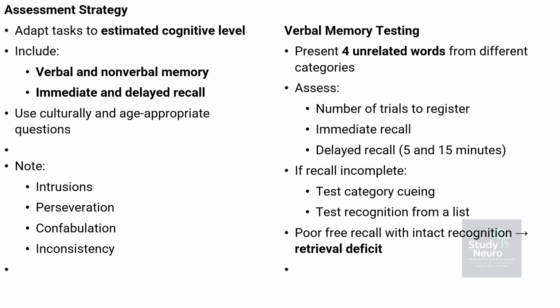For verbal memory, a typical test is presenting a few unrelated words from different categories. You track how many trials it takes for the patient to learn the words, then test immediate and delayed recall after several minutes. If recall is incomplete, category cues or recognition lists can help. Poor recall with intact recognition usually indicates a retrieval problem, while poor recall with poor recognition may suggest a storage or encoding deficit.